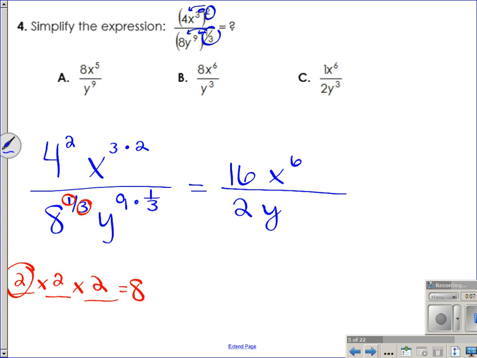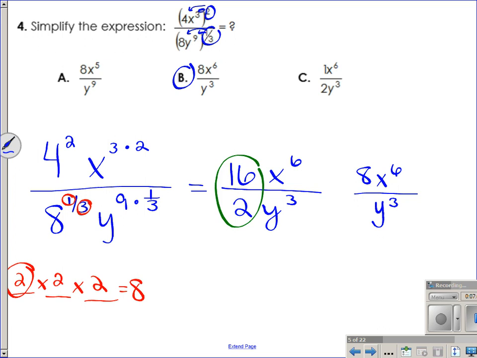Y, 9 times 1/3 is 3. 1/3 of 9 is 3. So y to the third. We're not quite done yet. There's one thing left that we can simplify. The 16 divided by 2 is 8. So we get 8x to the 6th over y to the third. Okay, so that matches up with answer B.